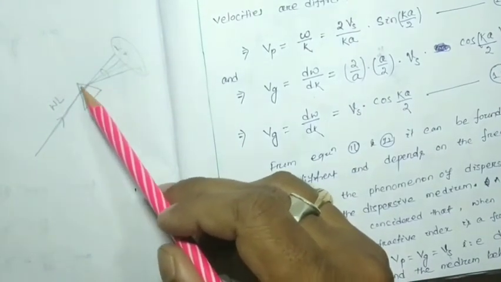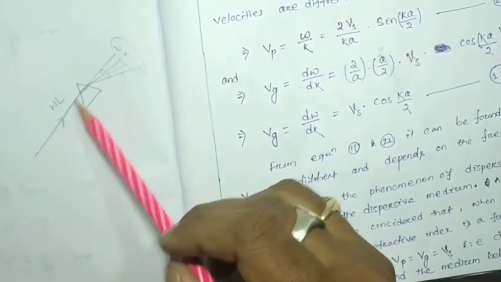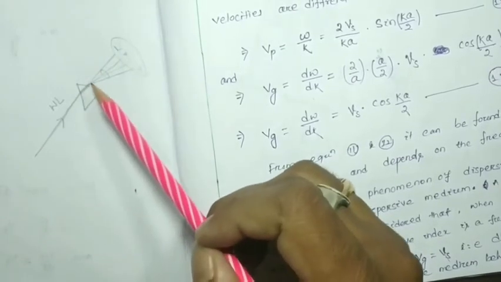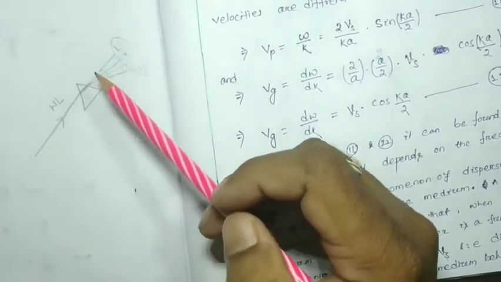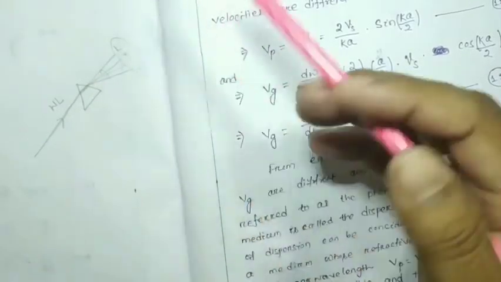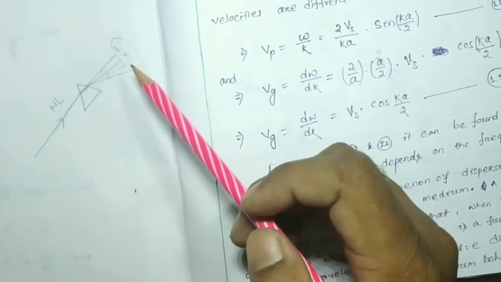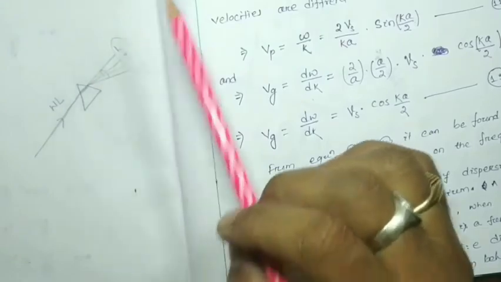a dispersive medium. Because when it is passed through the dispersive medium, each color behaves differently, or each color will have its own refractive index, hence they have different frequencies.